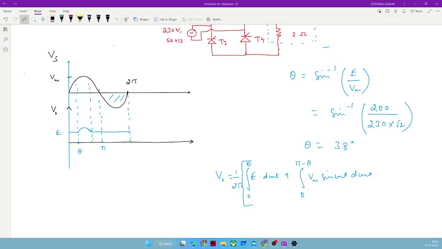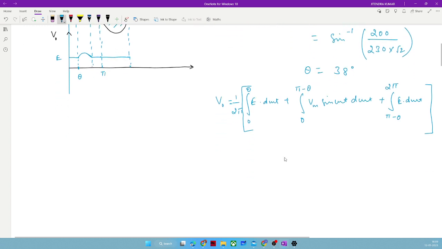And after that, again, from pi minus theta to 2 pi, it will be E into d omega t. And we just need to solve this expression. So let me solve it for you. In the last session also, I left one problem just to calculate those values. Did you get the answer correctly?